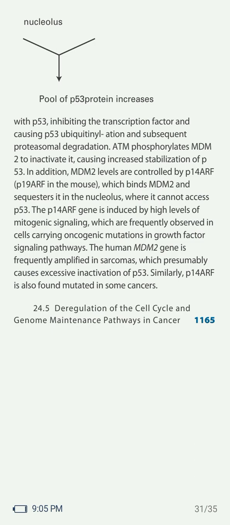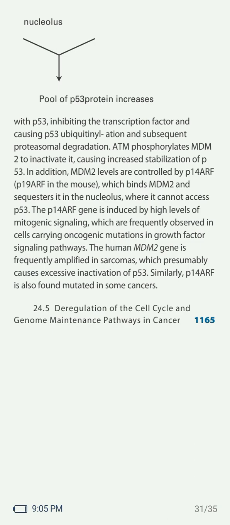The p14ARF gene is induced by high levels of mitogenic signaling, which are frequently observed in cells carrying oncogenic mutations in growth factor signaling pathways. The human MDM2 gene is frequently amplified in sarcomas, which presumably causes excessive inactivation of p53. Similarly, p14ARF is also found mutated in some cancers.